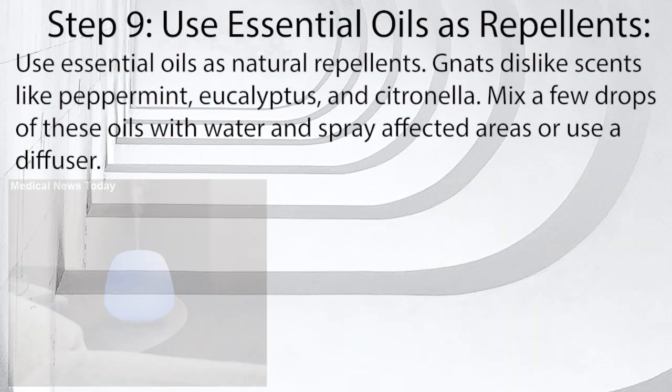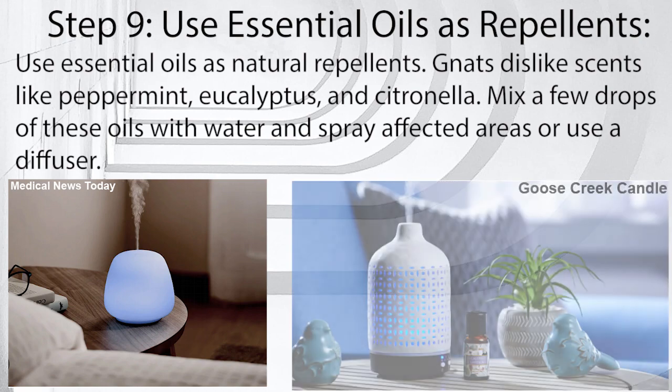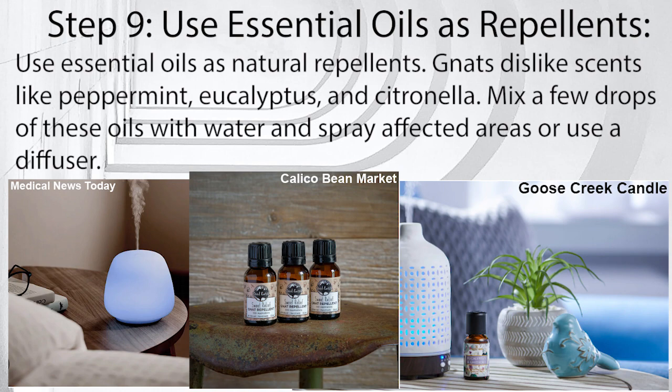Step 9. Use essential oils as repellents. Use essential oils as natural repellents. Gnats dislike scents like peppermint, eucalyptus, and citronella. Mix a few drops of these oils with water and spray affected areas or use a diffuser.